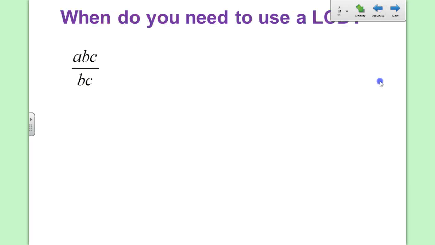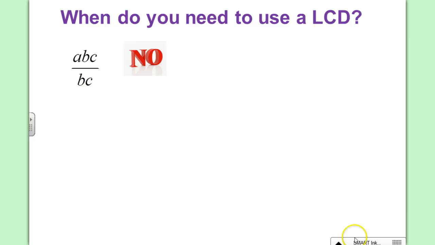When do you use a lowest common denominator, and what's that used for? We know what it is, and we played with fractions. So when do you use a lowest common denominator? Well, here I'm not doing anything, so I don't need a lowest common denominator. What about this? Do I need a lowest common denominator there? I'm multiplying. I don't need a common denominator there.